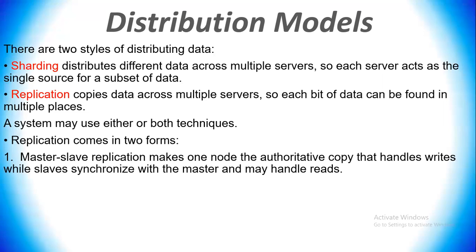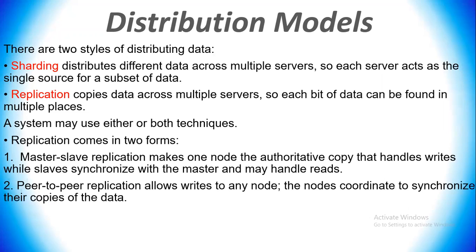Okay. The second mode, as I told you, is peer-to-peer replication, where the authority of the master is given to all the nodes. That means there is no master and no slave. All are peers. That means all have equal privileges of reading and writing. There is no governing body.